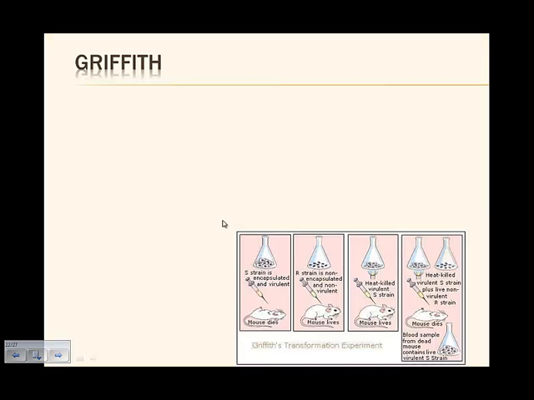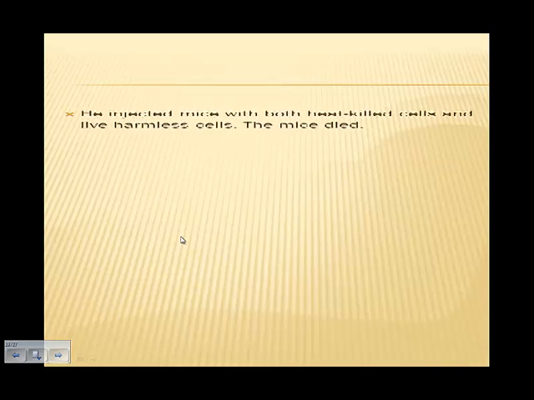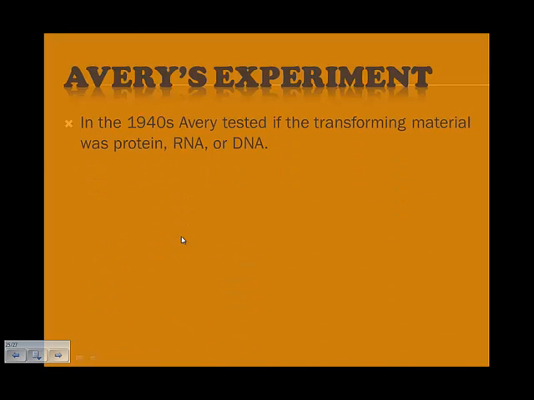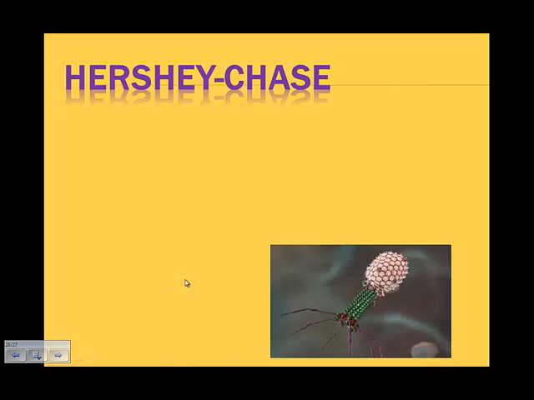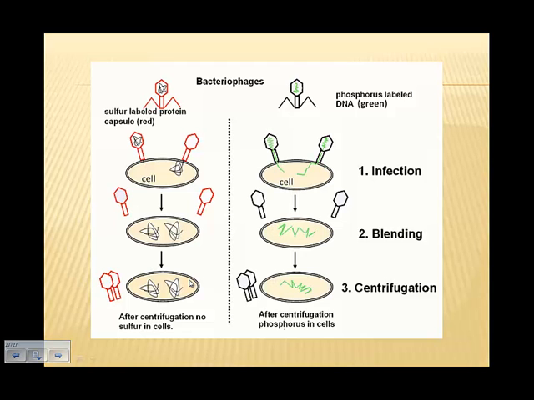All right. Now, these experiments here, I'm going to go very quickly through them because you have a whole other assignment that's associated with it. But we have Griffith. Take a look at this. Know his experiment with pneumonia. And then we have Avery's experiment that came in after. And then we followed up with Hershey and Chase and viruses.